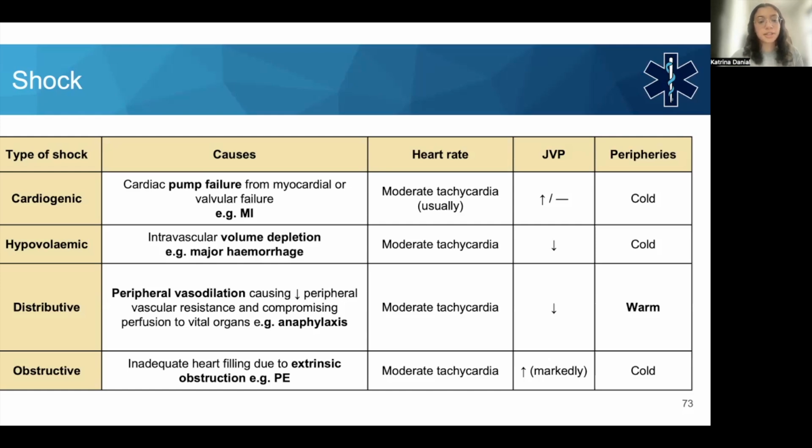Obstructive shock. So that's because there's something that's essentially blocking the blood flow to the rest of the body. There's an extrinsic obstruction. Okay, for example, a PE. All right. You'll also have a tachycardia. You'll have a really high JVP if it's a PE, because again, you have a backlog of blood, and this will be cold peripheries as well. Okay, that's your type of shock. And you basically treat the cause and try and fix their blood pressure.